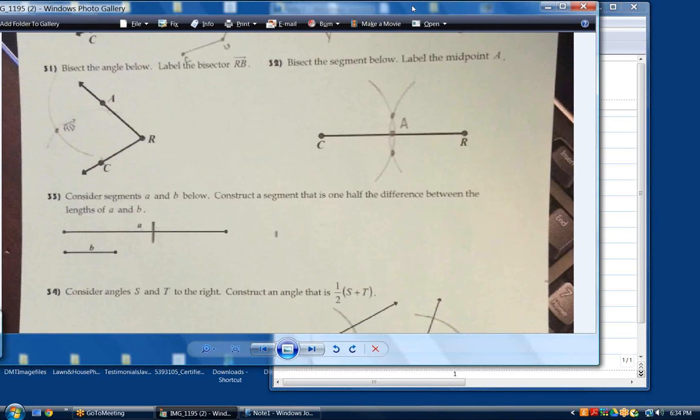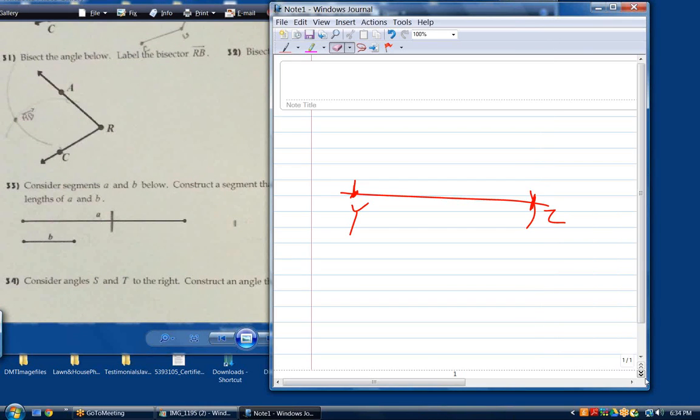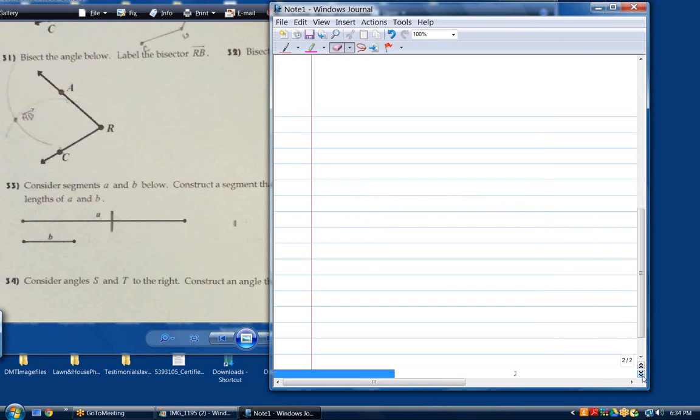All right, bisecting the angle is a little different. It's a little trickier, but not really. Bisect the angle below. Well, let's always start with a horizontal line. The first thing we need on that horizontal line is the distance from C to R. So put your compass needle on C, the pencil on R, and draw a segment that is the same length as C to R.